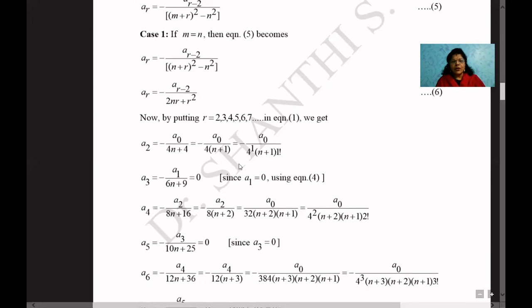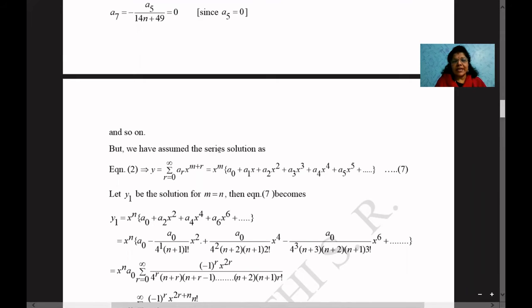Correct? Now, by observing this a2, a4, a6, we can write the assumed series solution. That is equation 2: y is equal to sigma r is equal to 0 to infinity ar into x power m plus r, which can be written as x power m into x power r. The x power m I am taking outside. Correct? Because here only r is varying, x power m into, now you substitute the value of r is equal to 0, 1, 2, 3, 4, 5, etc. You will get this infinite series, which I am keeping as equation number 7.